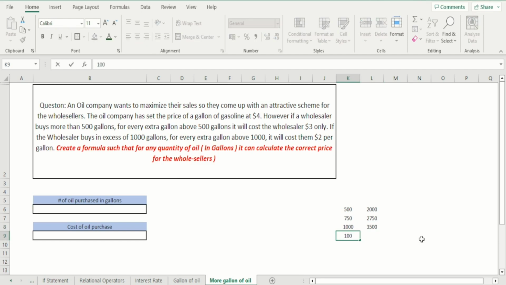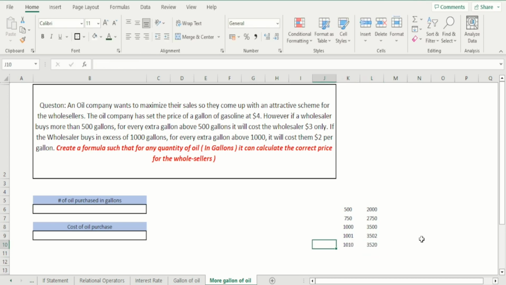Now, the moment this goes above 1,000 gallons, so let's say it becomes 1,001 gallons, then the way this should work is that the first 500 gallons should be at $4, the next 500 should be at $3, and the extra gallon above 1,000 should be at $2. This is what we expect. Let's take another example. Let's say it is 1,010 gallons. Here, the first 500 is going to be at $4, the next 500 will be at $3, and the last 10 gallons is going to be at $2 a piece, right?